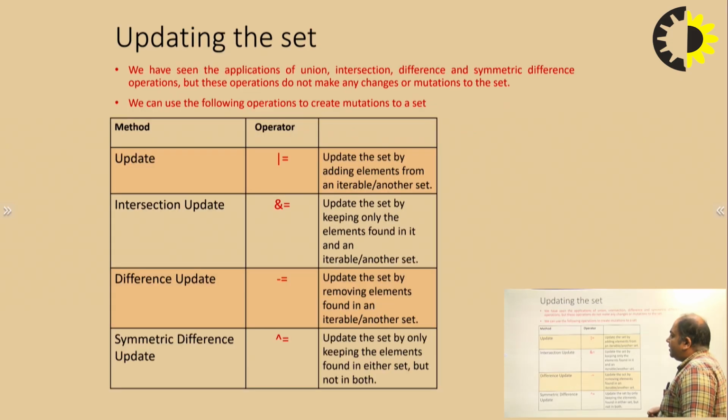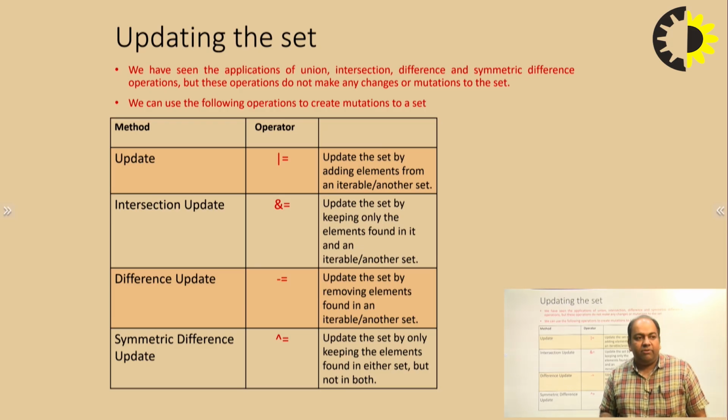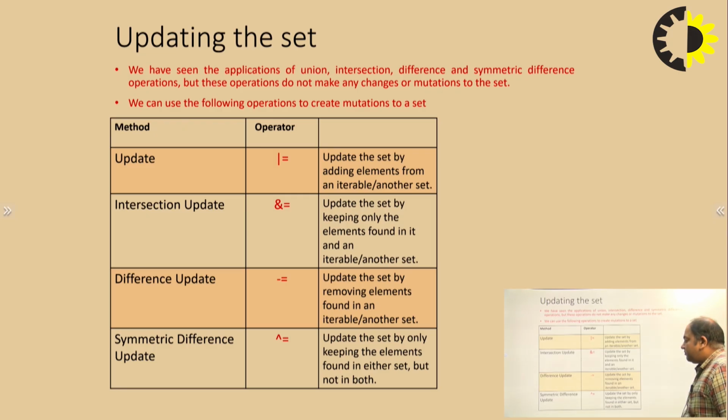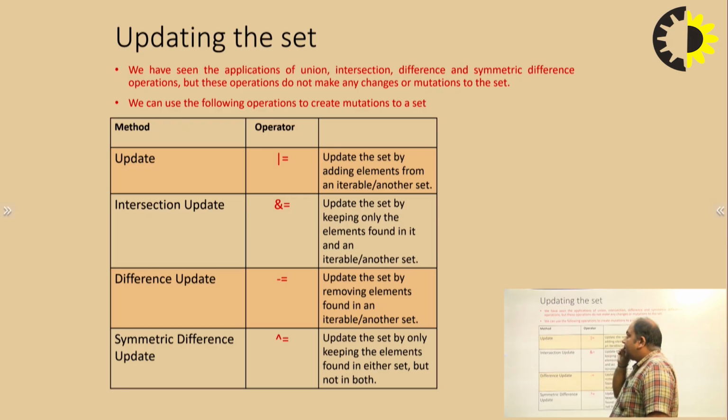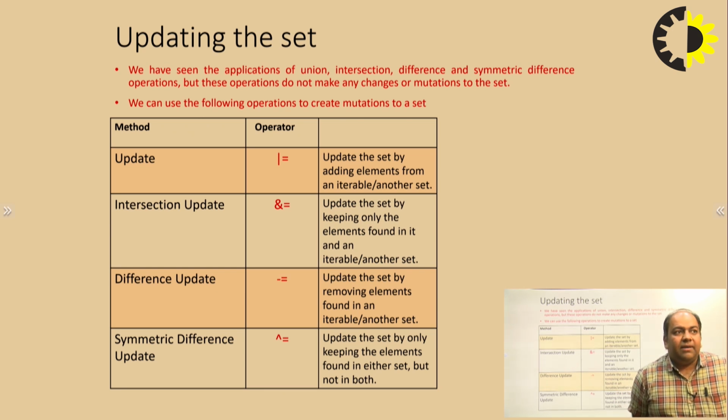For updating the set, the operator is |=. We can update using intersection_update, difference_update, and the symmetric difference update, whose operator is the caret sign. For updating the set, we have seen the applications of union, intersection and difference, but these operations do not make any changes or mutations to the set. So for update, we update the set by adding elements. For intersection, we update the set by keeping only the elements found in it. For difference, by removing the elements found in it, and for symmetric difference by keeping only the elements found in either of the sets.